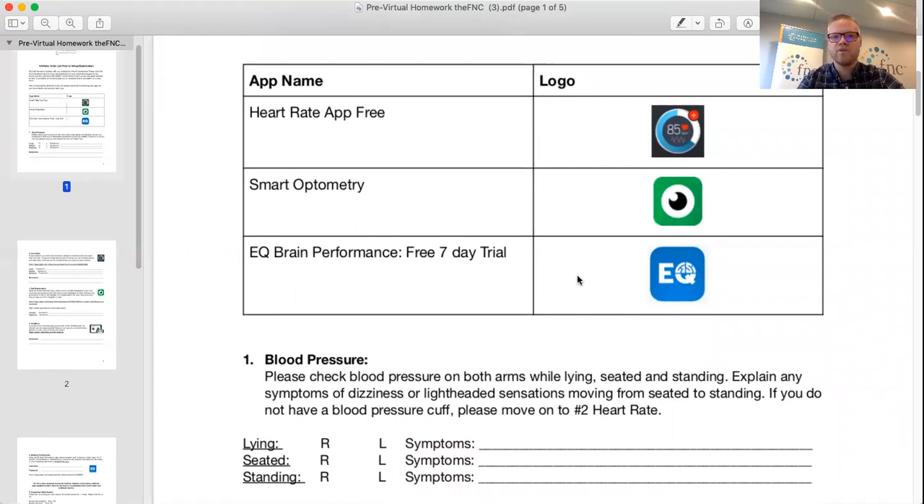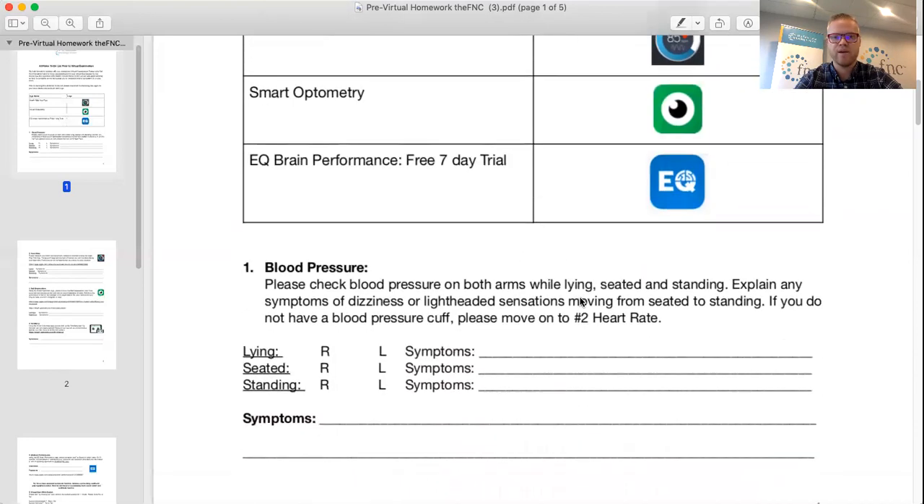We like to use it here in the office just to get a better idea of how patients are progressing through care. So we have them do this at home and assess themselves and get a better idea of their symptom score, how their symptoms are progressing, and are they making improvements with their balance, with their reaction times. In my opinion, it's one of the best at-home apps out there right now.